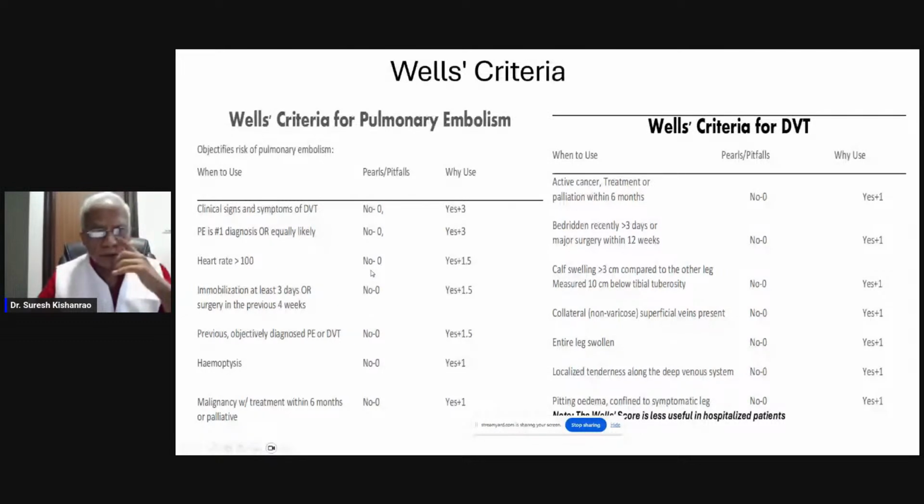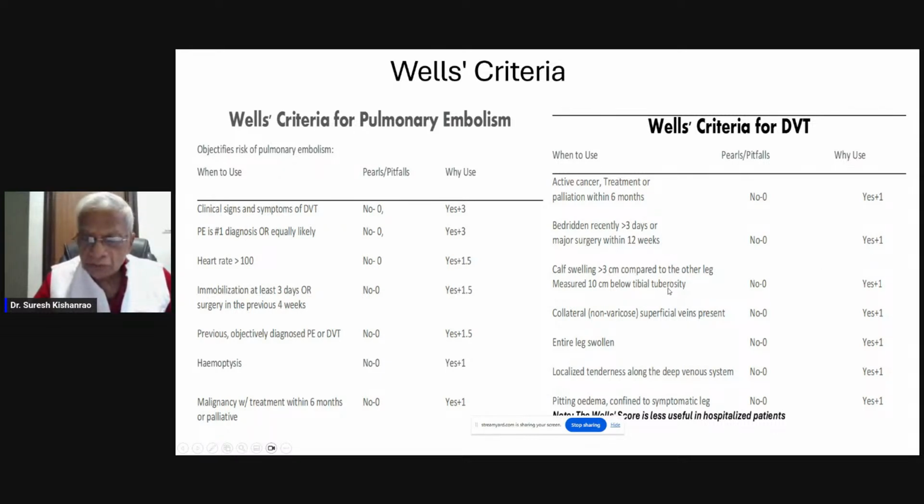Now here, the Wells criteria gives basic clinical signs, which we already said. If there is yes, the score given is 3. If PE is diagnosed or equally likely, then again 3. Heart rate more than 100, 1.5. Immobilization for at least 3 days, 1.5. So if these pitfalls are not there, then you use the scoring. And how do you give the score? If there is an active cancer or treatment done recently, you give 1 point. If the person is bedridden for more than 3 days or has undergone a major surgery in the last 12 weeks, 1 point.